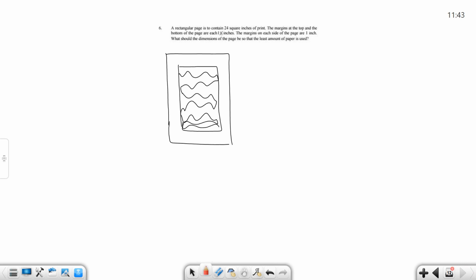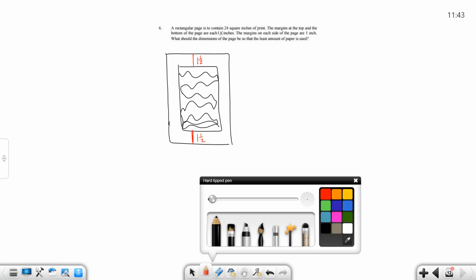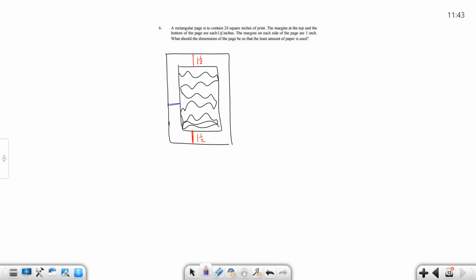It also tells me that the margins at the top and the bottom are each 1.5 inches. So this little distance right here is 1.5 inches, and this little distance right here is 1.5 inches. It also tells me that the margins on the side are 1 inch. So this blue piece right here is 1 inch, and this piece is 1 inch.